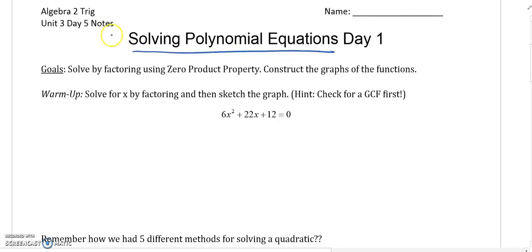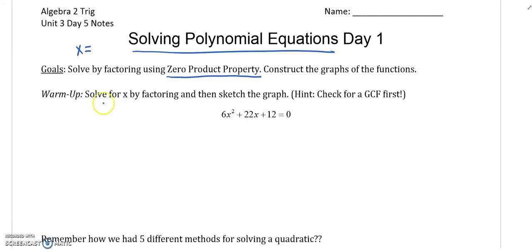Remember, solving means getting it to be x equals, right? And the way we're going to solve is actually by factoring. So we've been factoring for the last couple days, and we already know how to solve by factoring using the zero product property. So part of this lesson should be kind of straightforward because we've seen it before. It will still be a little more difficult because polynomials have higher degrees than a quadratic. All right, but let's warm up just by trying a quadratic.